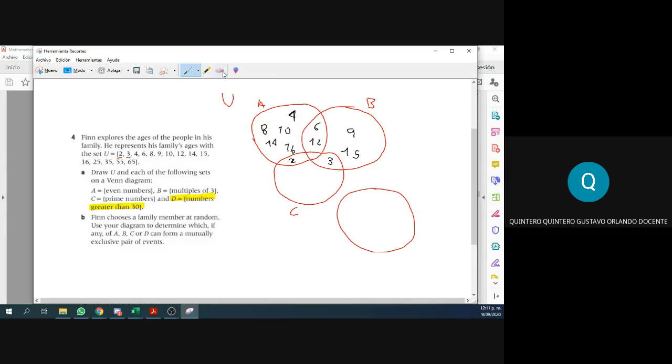All right, so bigger than 30. How many are bigger than 30? We have this one, and this one. All of these 3 are greater than 30, right? So let me just write them down. 35, 55, and the last, 65. All right, guys, did we finish?